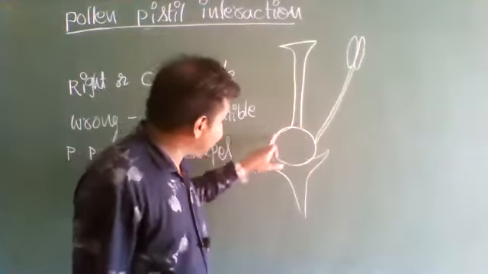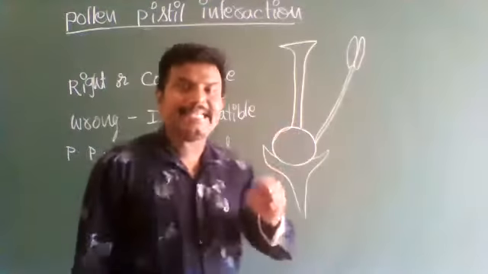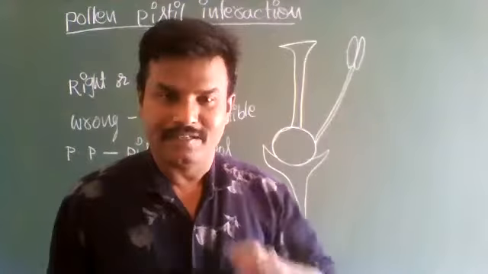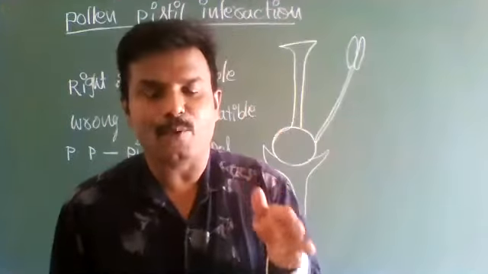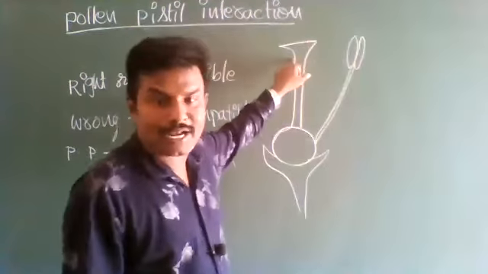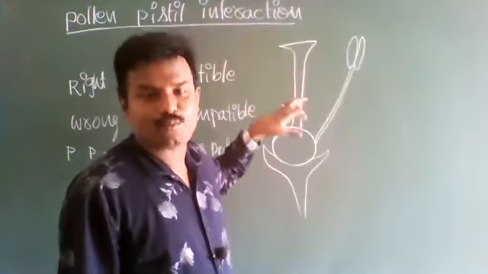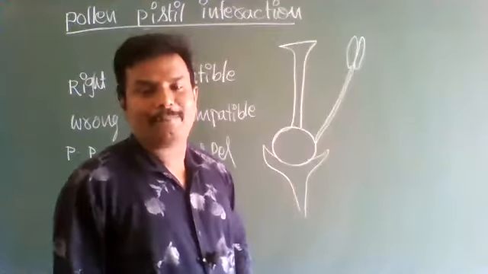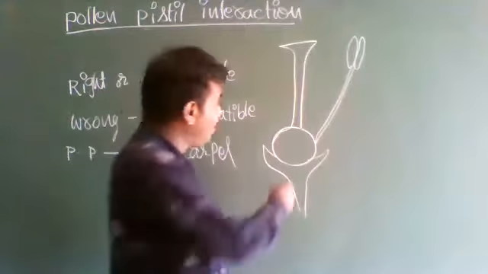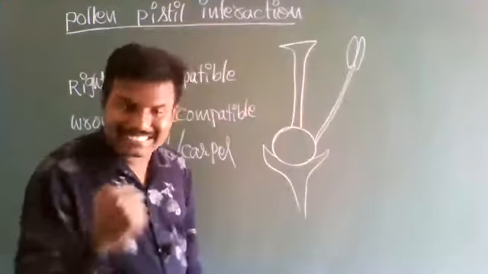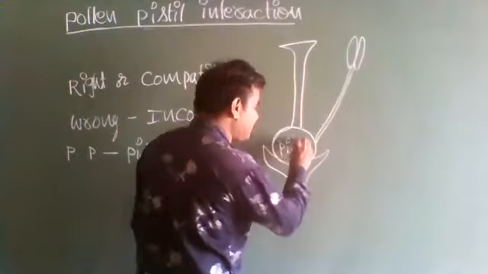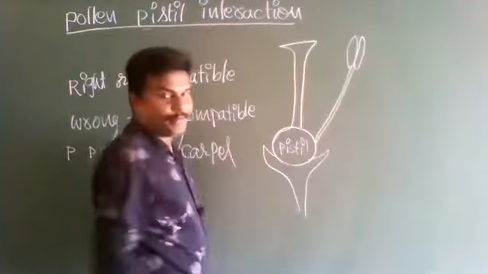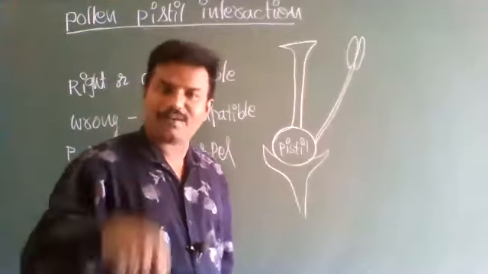This is the carpel, or pistil. First it will monitor the pollen-pistil interaction. Whatever pollen grains are landing on it, whether the right type or the wrong type, it will monitor them. This is why pollen-pistil interaction is essential for the pistil to accept the pollen grains. How will it accept?